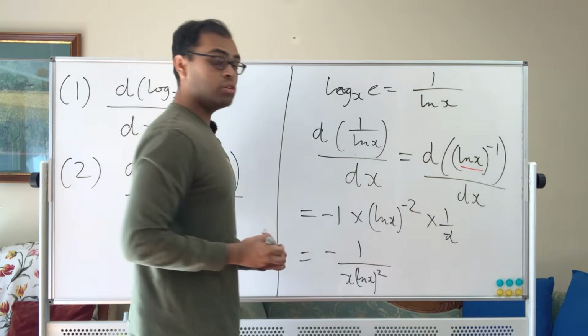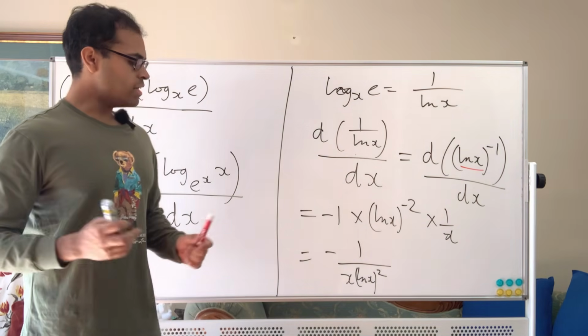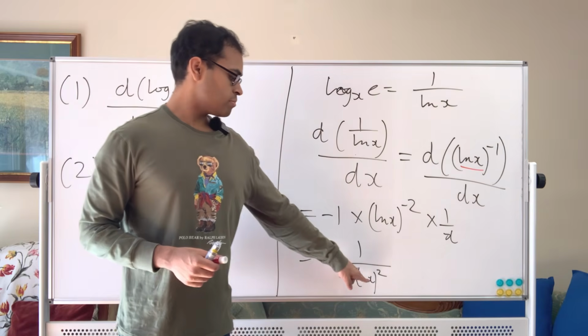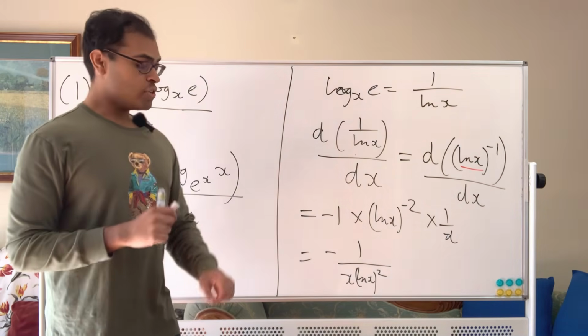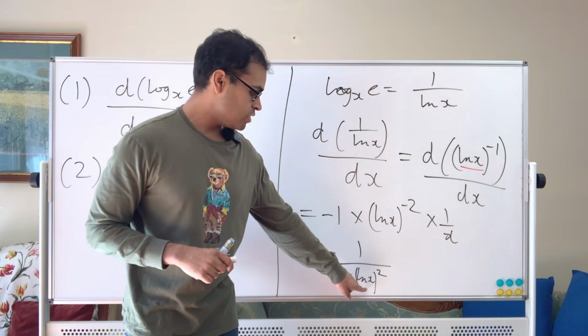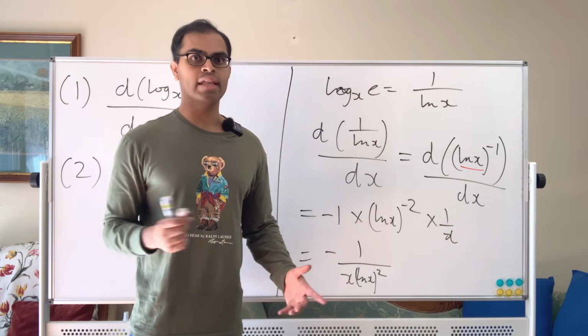Okay, so that's a cool way of writing it out that I like. Negative 1 over x ln x squared. I have a quick question for you. Why can't we say, for the ln x squared, why can't we say it's 2 ln x?